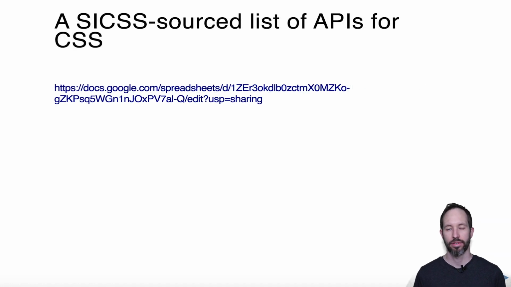In the ASICSS community, we've also crowdsourced this list of APIs of interest to computational social scientists. There's about 40 or 50 on there. Please feel free to add your own or benefit from those that other young computational social scientists have discovered.